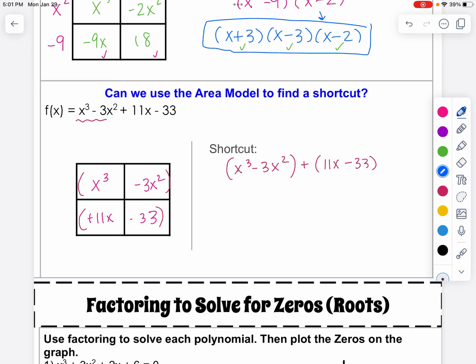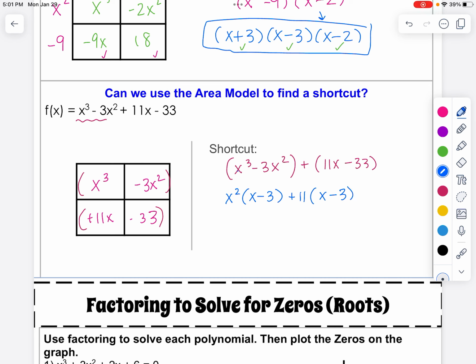So for x cubed and negative 3x squared, the GCF is x squared, okay? And we are left with x minus 3. Now, for the second one, I'm going to look for the GCF again. 11x and negative 33, that GCF would be a positive 11. And I'm left with x minus 3.